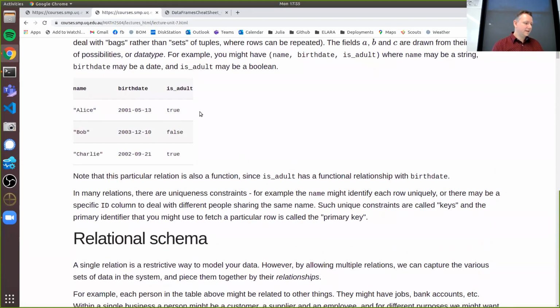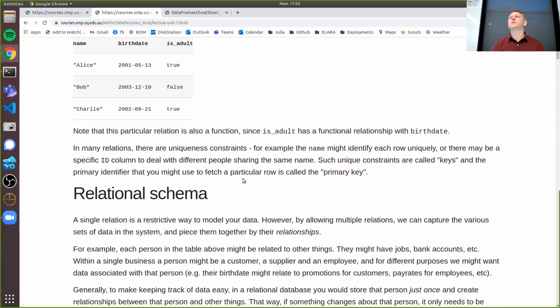And there might be other uniqueness constraints. There might be only one person of each name allowed in this table, or you might have a special ID column to identify each person in case people have the same name. When you have unique constraints on a table, we generally call them keys. You can use the key to look up a row, and the primary way to look up a row, the most obvious key that you'd use to index your data and store it on disk to get a row when you want it, is called the primary key. It's an important term in databases.